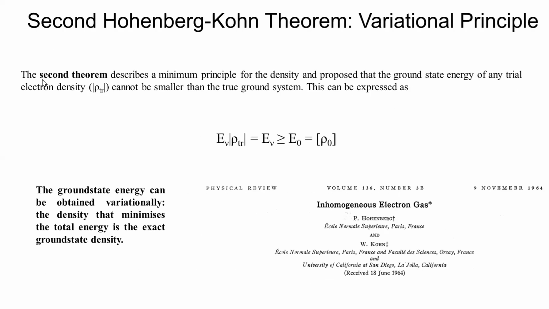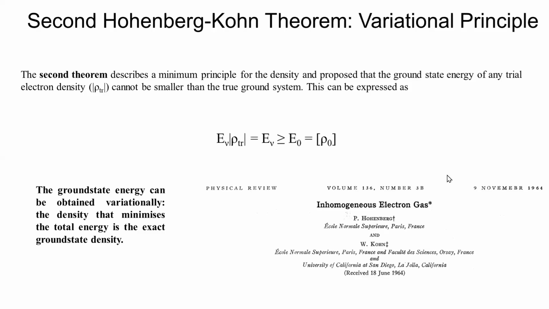The second theorem describes the minimum principle, sometimes referred to as the variational principle for the density. It proposes that the ground state energy of any trial density, rho trial, cannot be smaller than the true ground state energy of the system. So it can also be represented as the energy of the trial density.